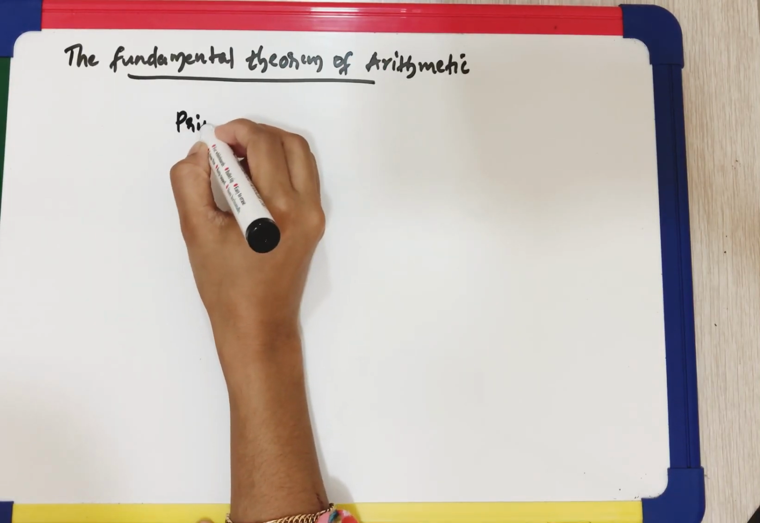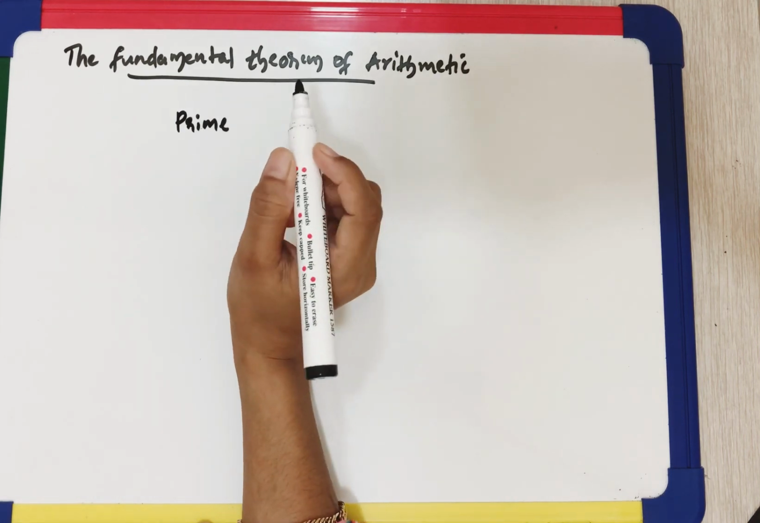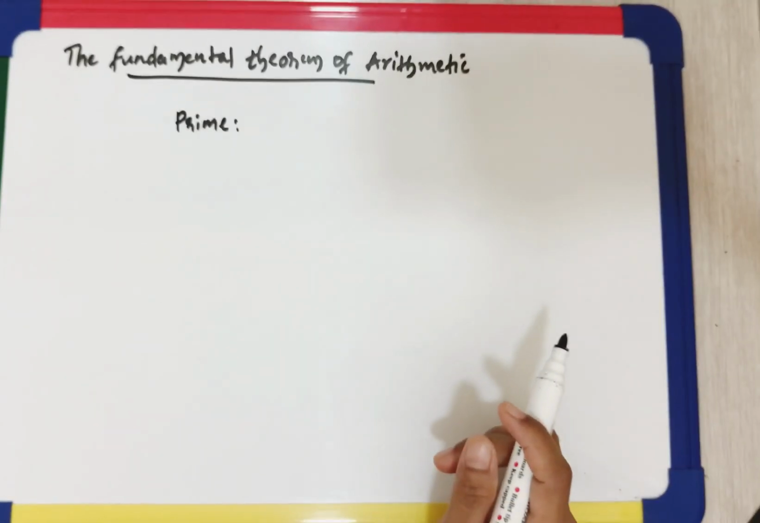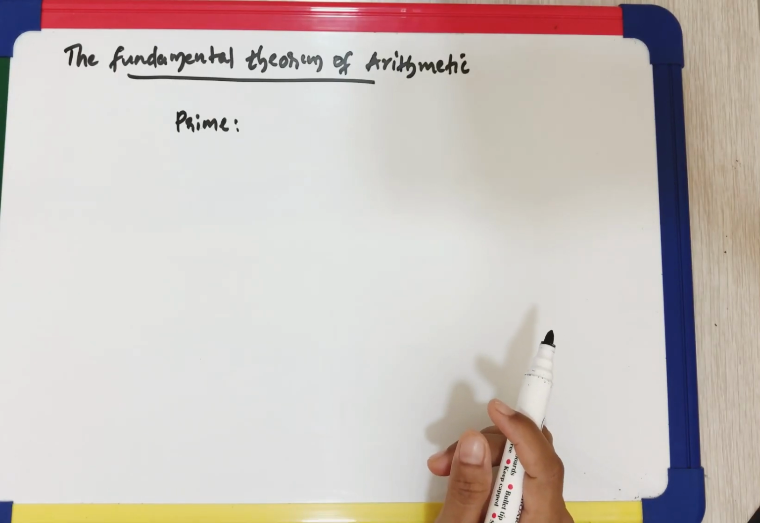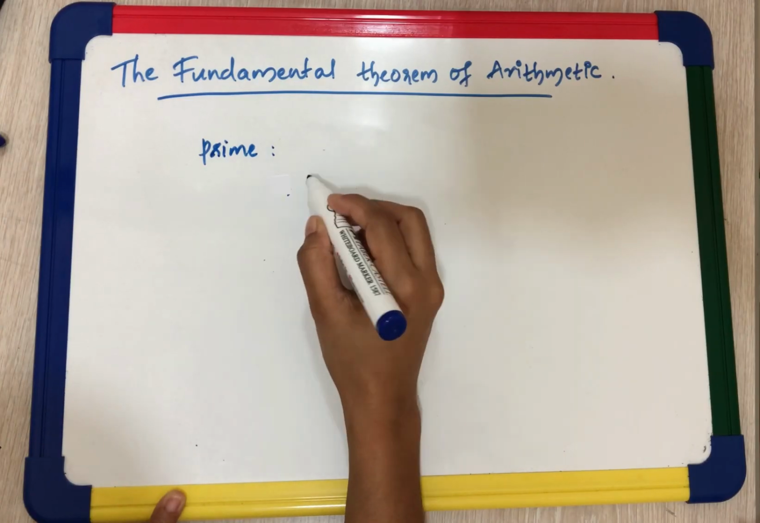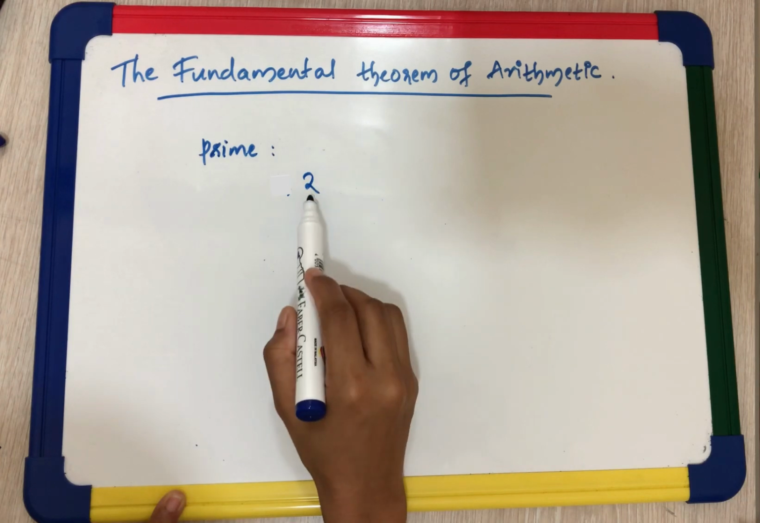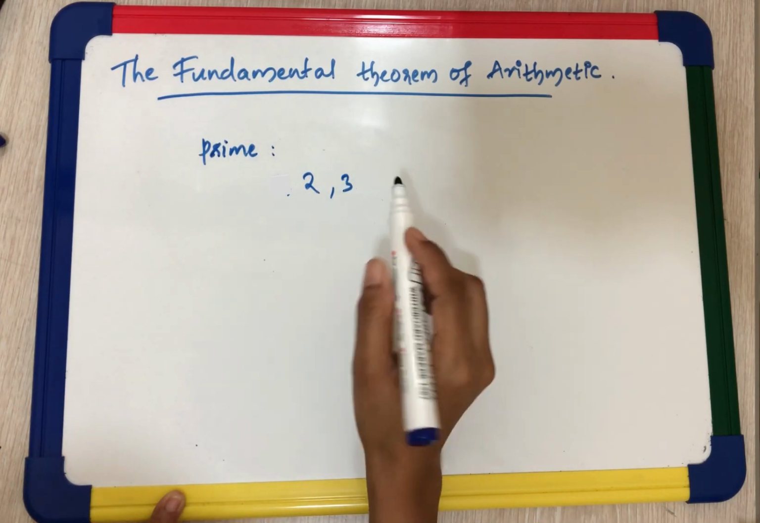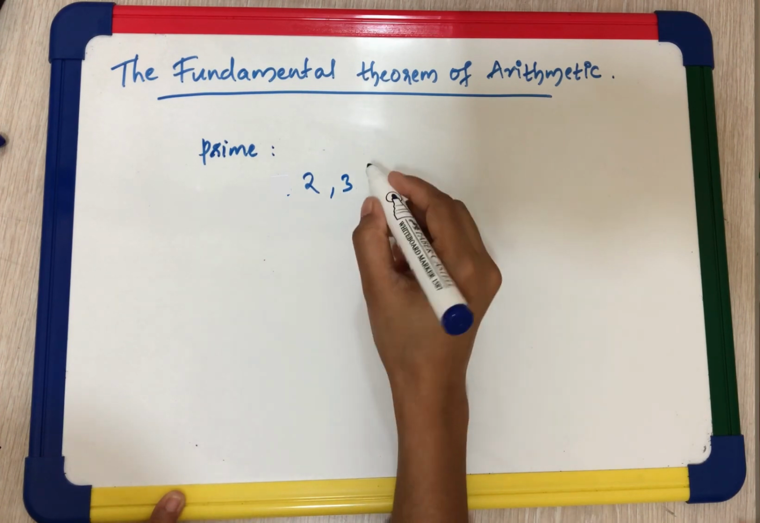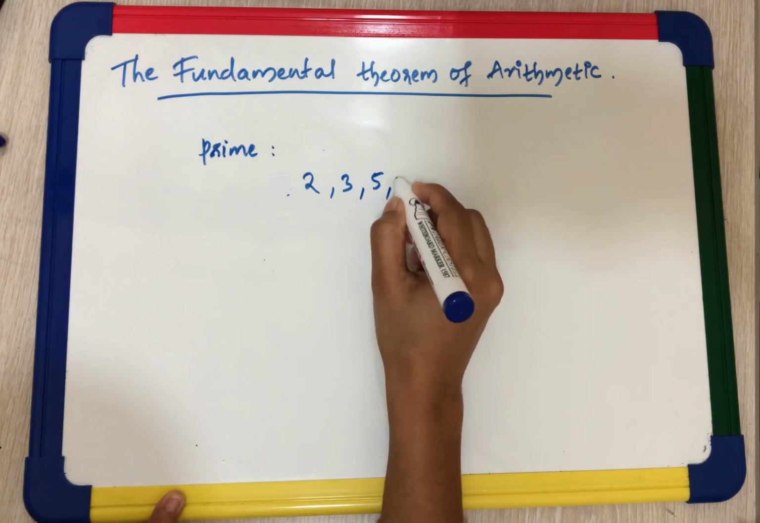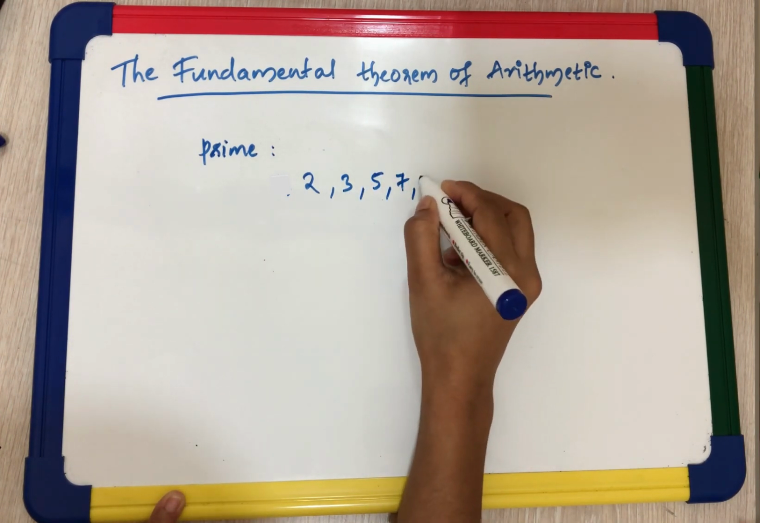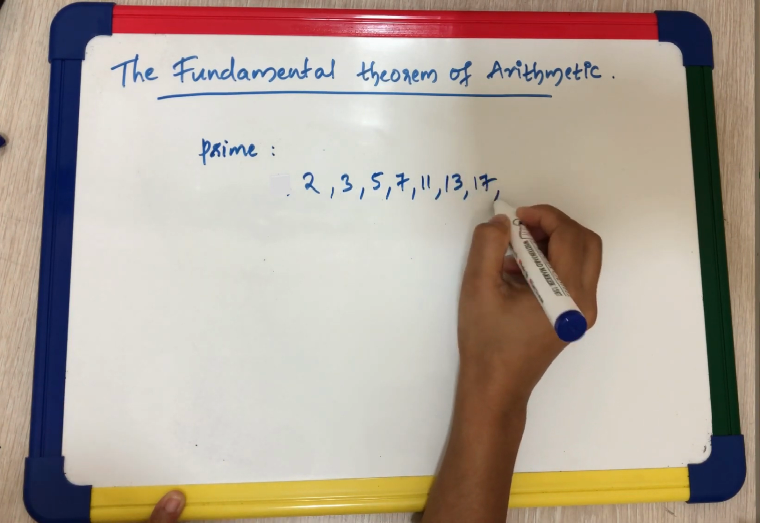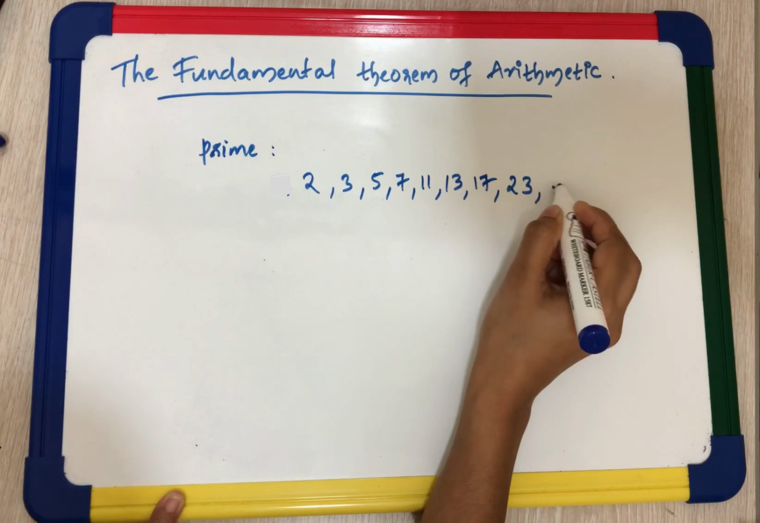Prime numbers are the numbers that have only two factors, one and that number itself. And composite numbers are the numbers that have more than two factors. Example, 2 is a prime number. The only factors of 2 are 1 and 2. 3, the only factors are 1 and 3. 5, 7, 11, 13, 17, 23, etc.